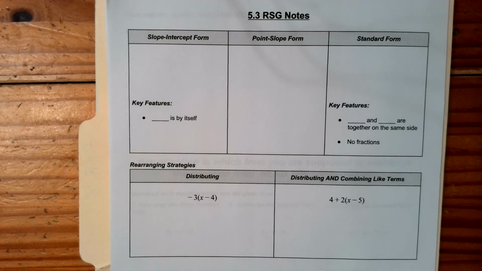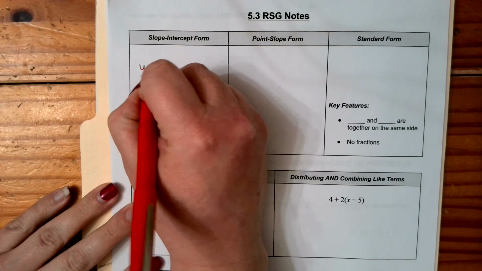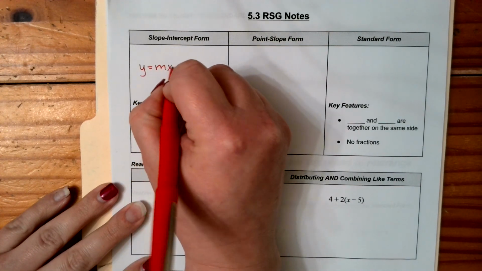The first thing we're going to talk about is these three different forms that we've been using to write linear equations. So the first one is slope-intercept form. We have to remember that slope-intercept form is y equals mx plus b.